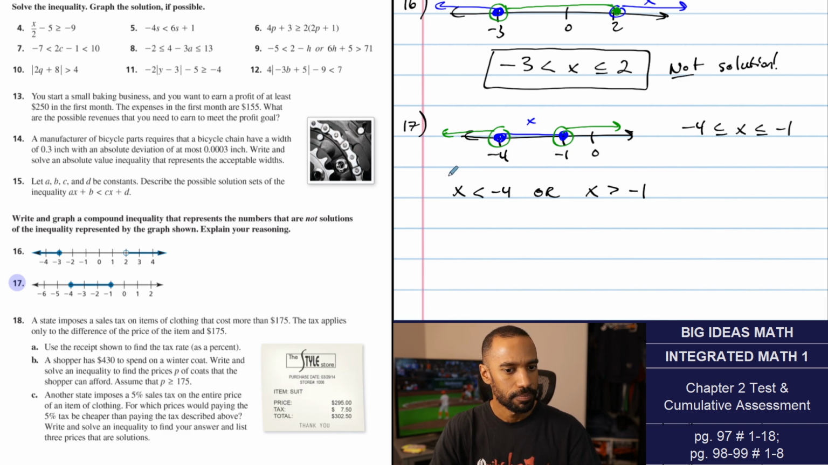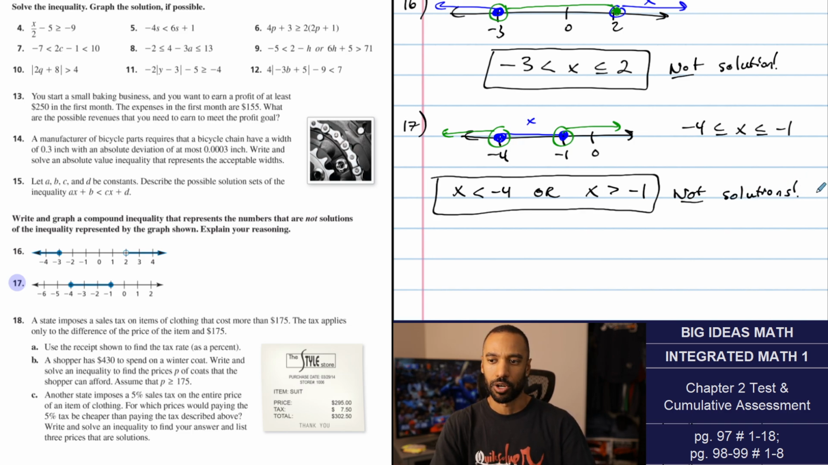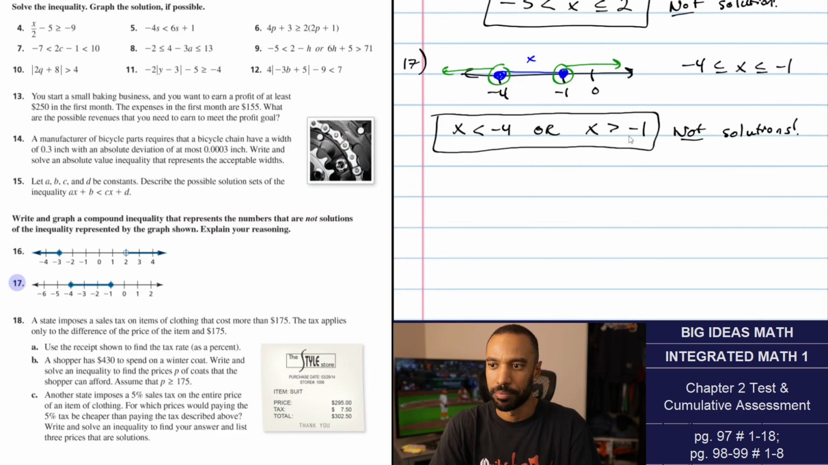Did they say graph them? No, they just said explain your reasoning, but I drew the graphs, right? These are not solutions. I drew the graphs in green. Follow the green.